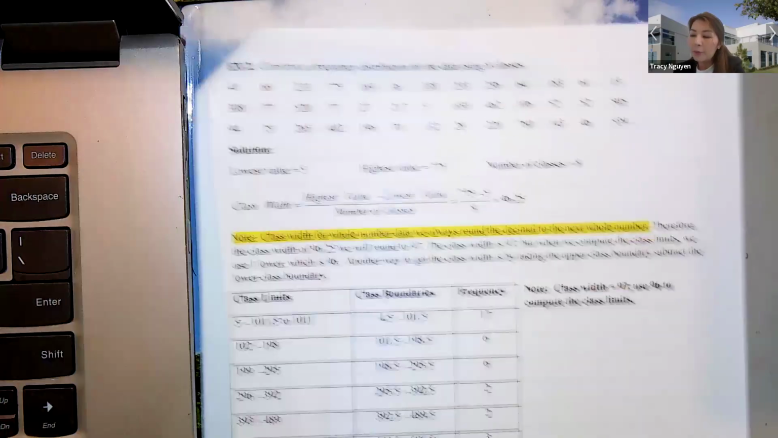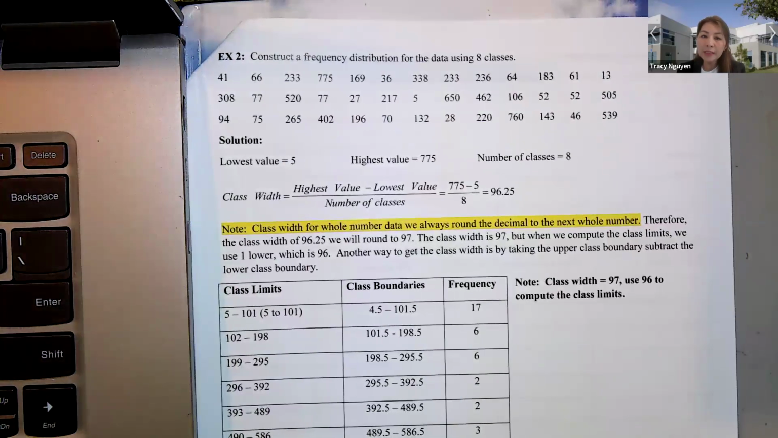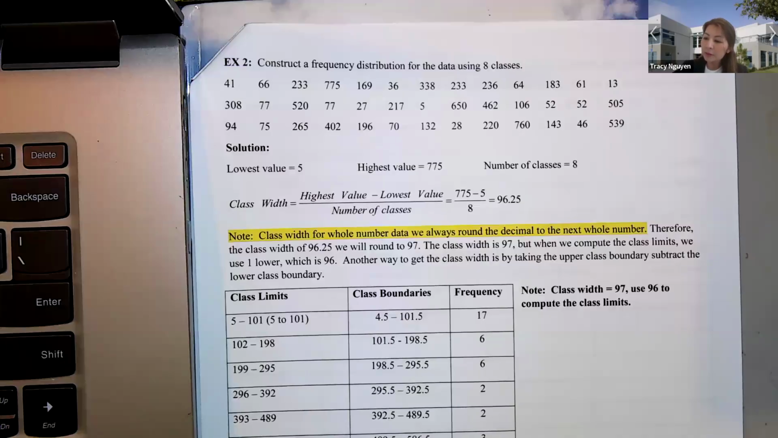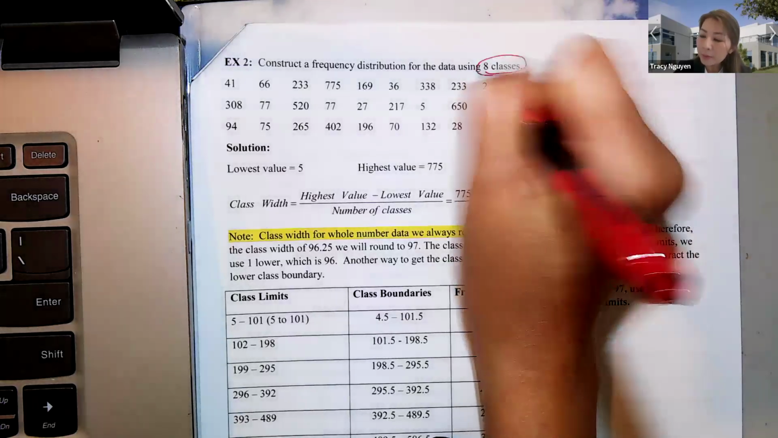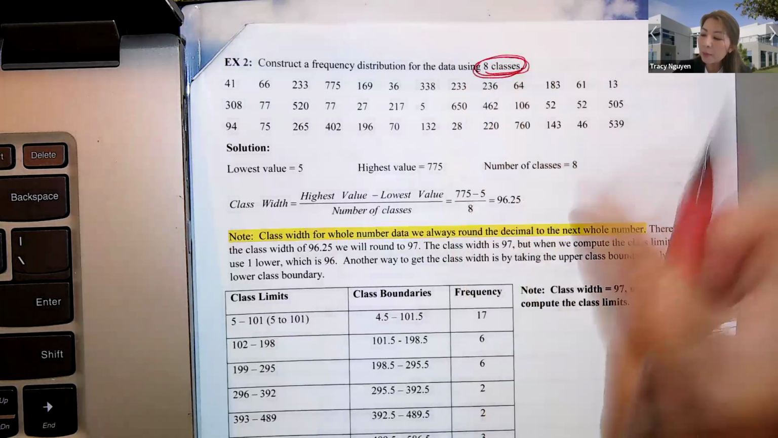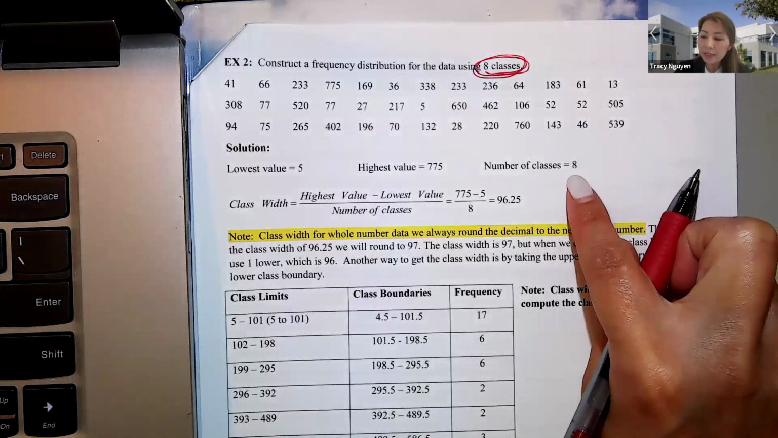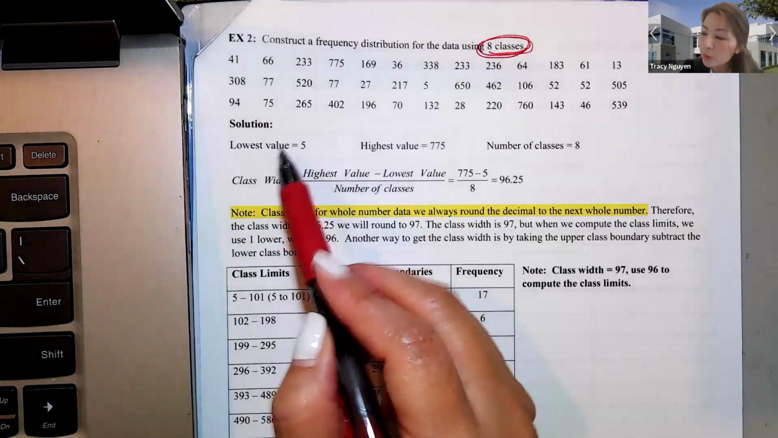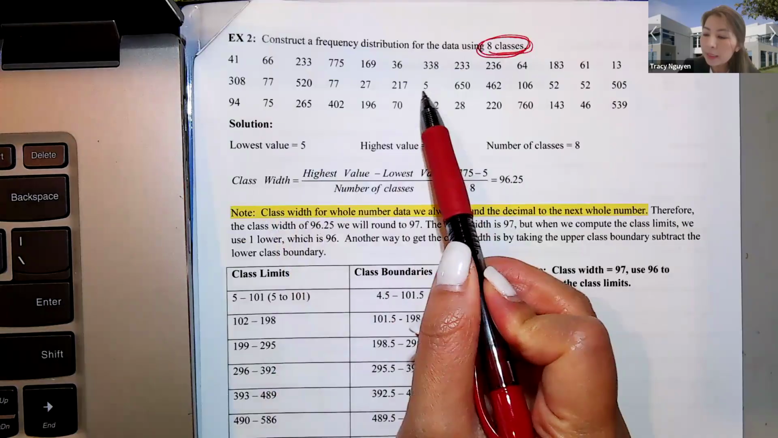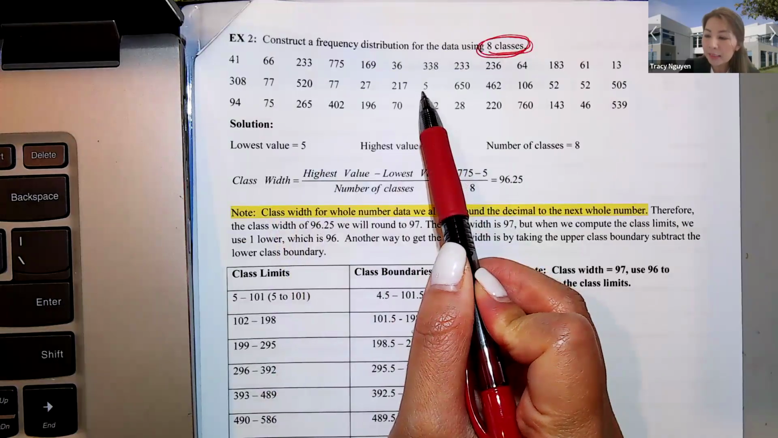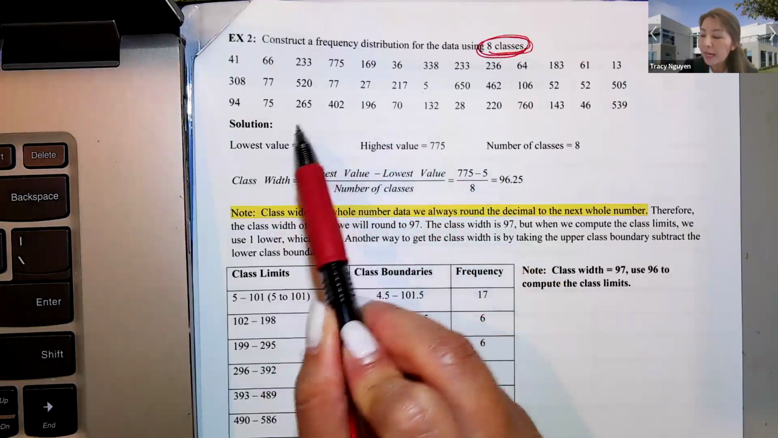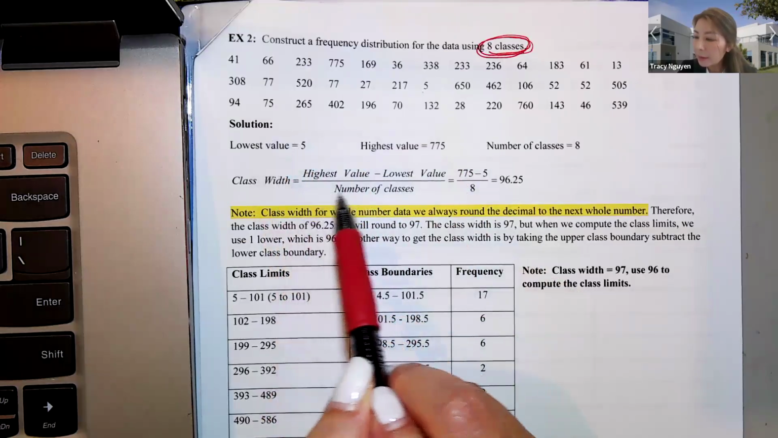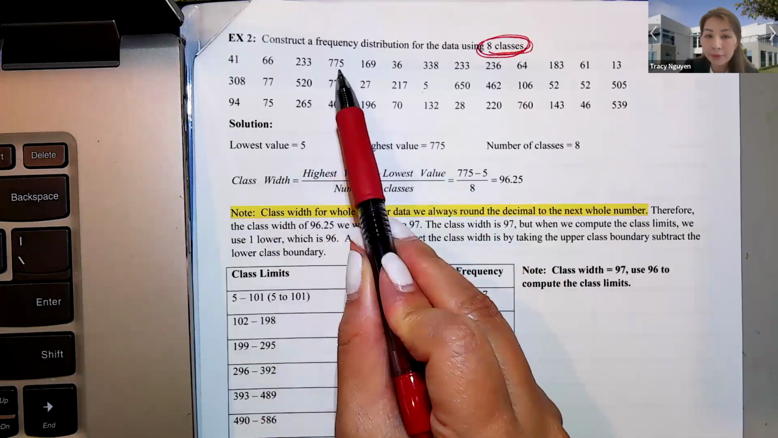All right, so let me show you an example of how to construct a group frequency distribution. Okay, so example 2: construct a frequency distribution for the data using 8 classes. So the number of classes in this problem is 8, meaning that we divide it up into 8 subgroups. From our data here, we're going to look for the lowest value. We see that the lowest value from the data set is 5. We look for the highest value, and we see that the highest value from the data set is 775.